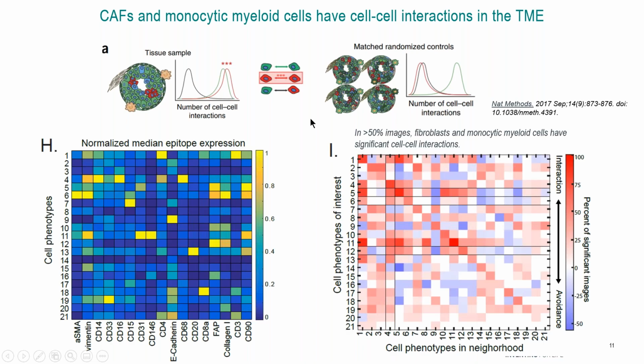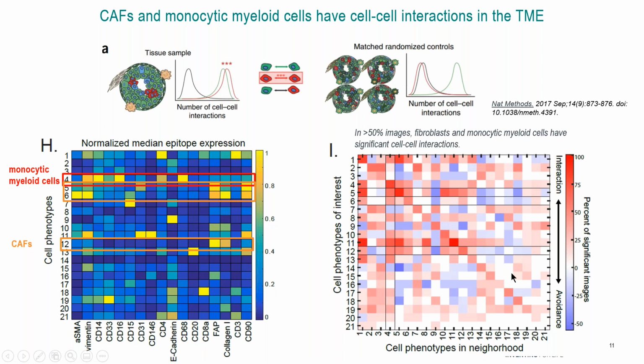By doing that, the first thing we need to do is to figure out the cell clusters based on protein expression. So from the heat map, you can clearly see that cluster 4 is likely to be monocytic myeloid cells because it contains several monocytic myeloid cell markers such as CD14, CD33, and CD16. And clusters 5, 6, and 12 are likely to be CAF subclusters because those cells express CAF markers such as FAP, collagen 1, and CD90.